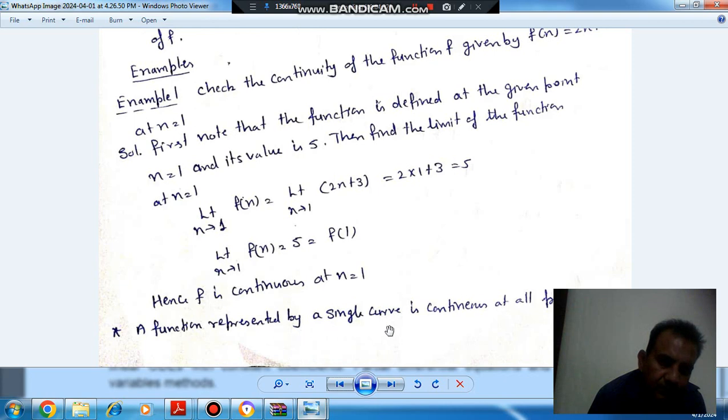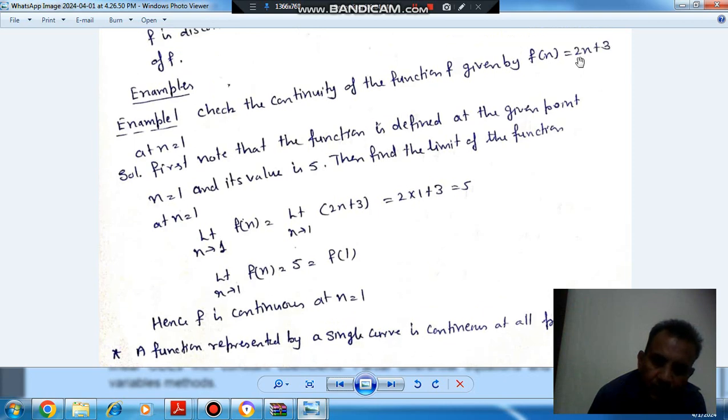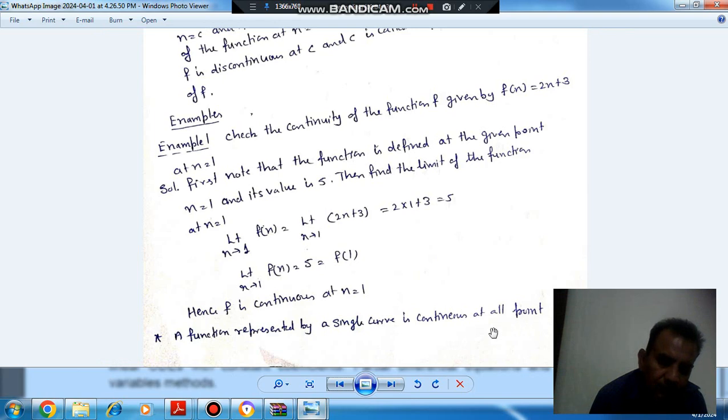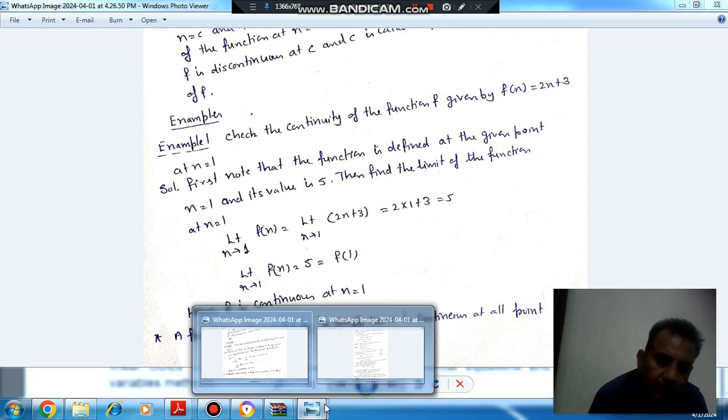A function represented by a single curve, because a single line can represent this function, is always continuous at all points. So this is continuous at 1, it is continuous at 2, 3, 4, 5, 6, any point. So f(x) is continuous at any point. A function represented by a single curve is always continuous. Now take another example.